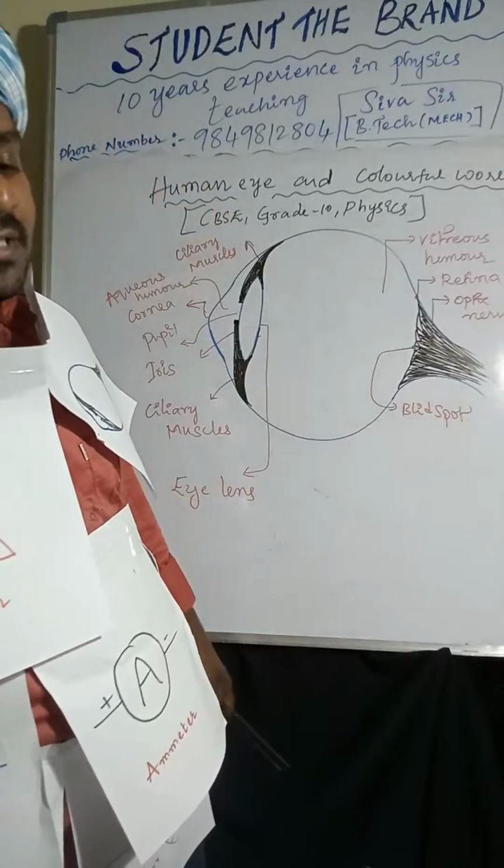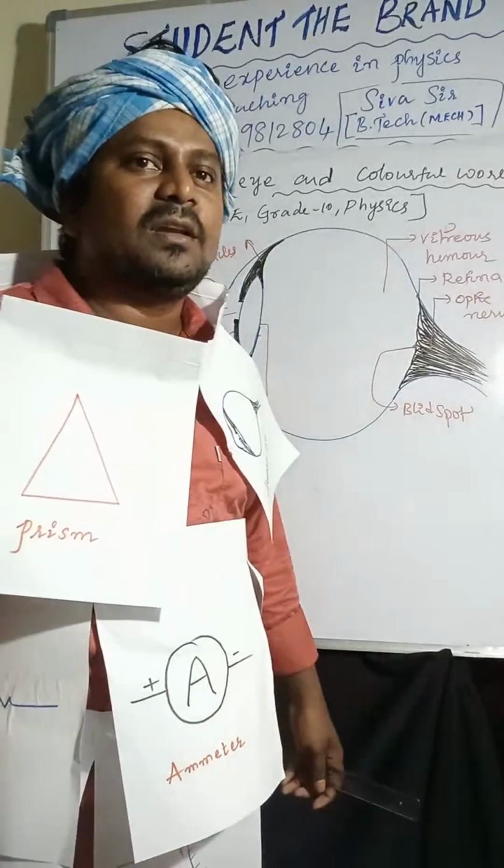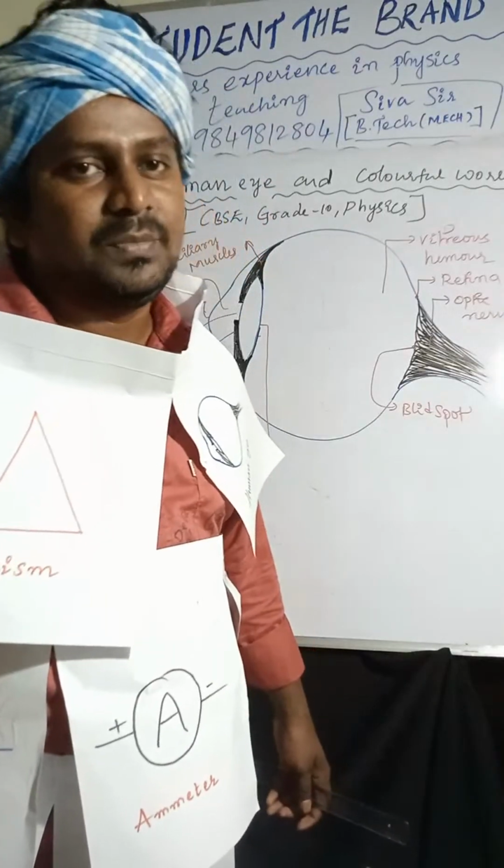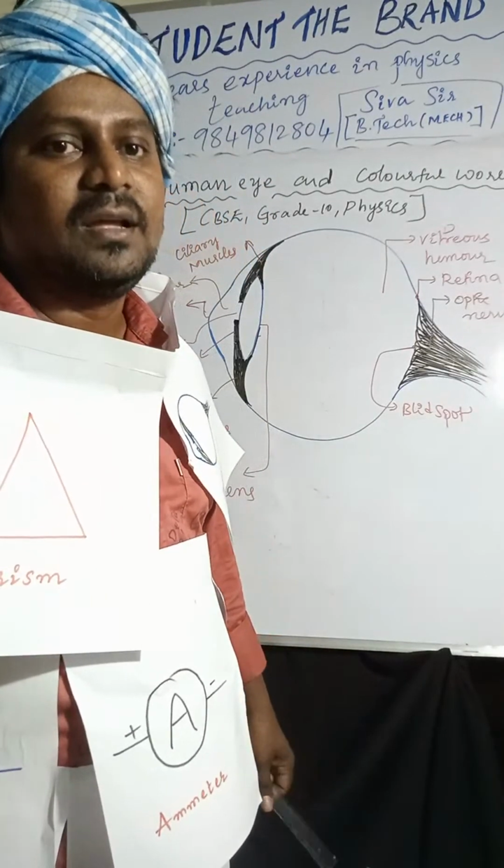Optic nerves are the nerves that send electrical signals to the brain.